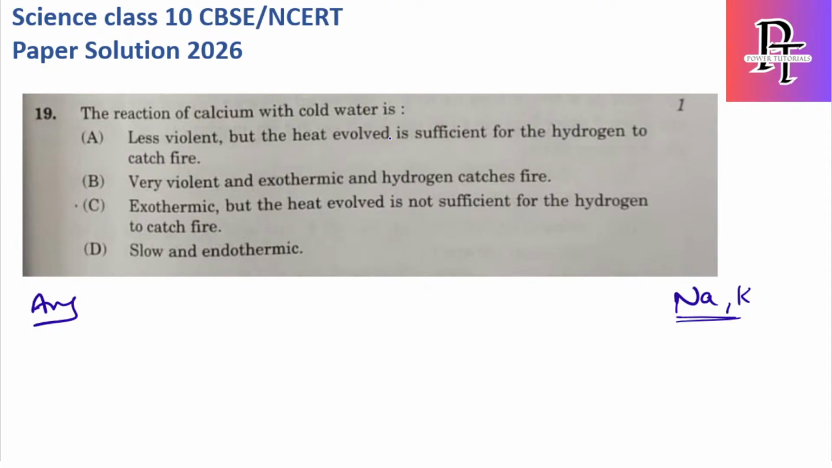Less violent with the heat evolved sufficient for hydrogen to catch fire, no. Very violent and exothermic, no. Very violent are the ones for sodium and potassium. For these two it is very violent and exothermic, and hydrogen easily catches fire. Exothermic but less heat is evolved, not sufficient for hydrogen to catch fire. Yes, this is correct. The C option, as I mentioned, is just below those most vigorous elements. So calcium also reacts with water, but the heat evolved is not very high.